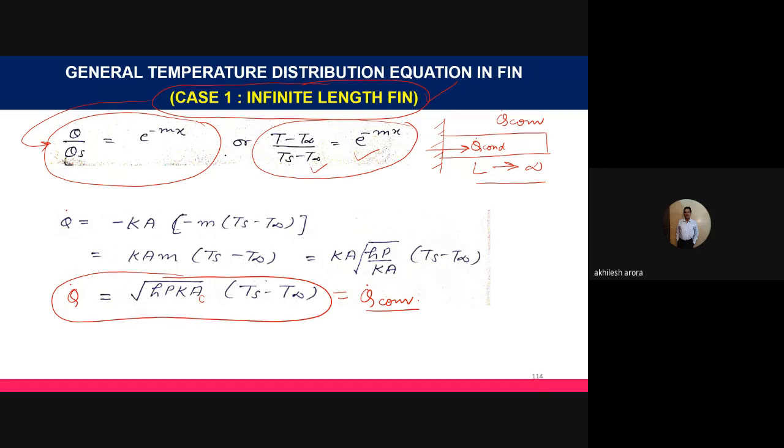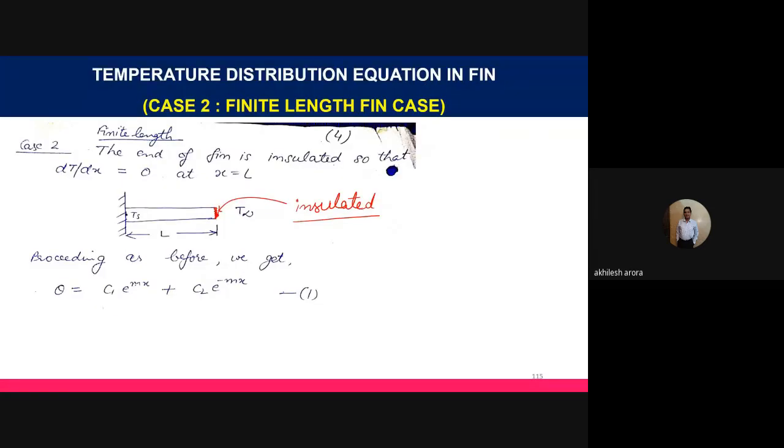Now let us consider the second case. So once again, the second case is the finite length fin case. Now what we are saying is that the length is not infinity, rather we are considering a finite length fin. And the second thing in this particular case is that we are considering the end of the fin as insulated, or we are saying that there is no heat loss from the end of the fin. So that's the basic assumption in this particular case, and this assumption is very much valid also, because the fins are very thin actually.